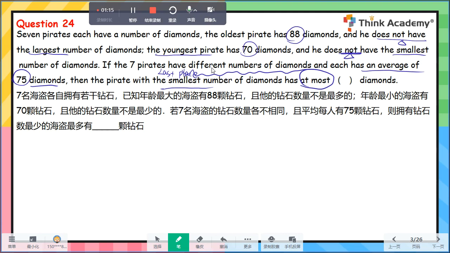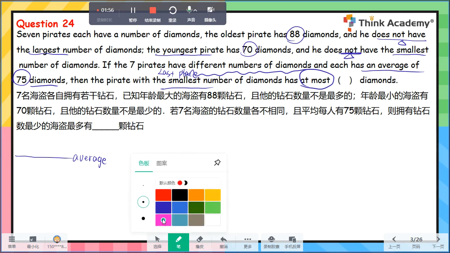Next time, if the question wants you to find the person with the most of something, you can replace it with the first place. Then we want to ensure the last place will have as many as possible. So first we need to know one thing: no matter how many the last place has, is it possible for him to have more than the average? It's like in your class, no matter how much score the last place gets, is it possible for him or her to get more marks than the average?